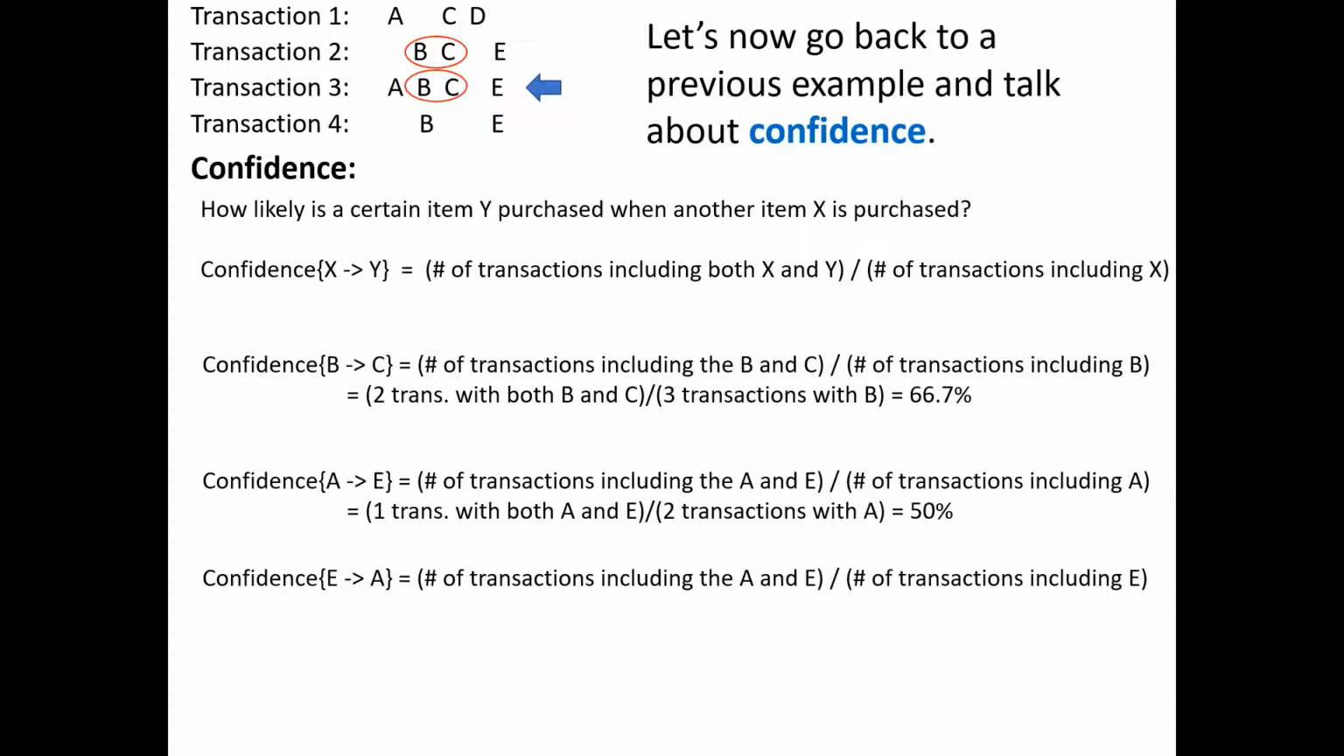Now here's the confidence that A is being purchased given that E is also being purchased. Notice those are the same letters, A and E, but this time it's backwards from what it was right above. So we're not going to necessarily get the same answer at all. We take the number of transactions including A and E, which again is just one, and divide it by the number of transactions including E. There are 3 transactions including E. So it would be 1 divided by 3, which is 33.3%.